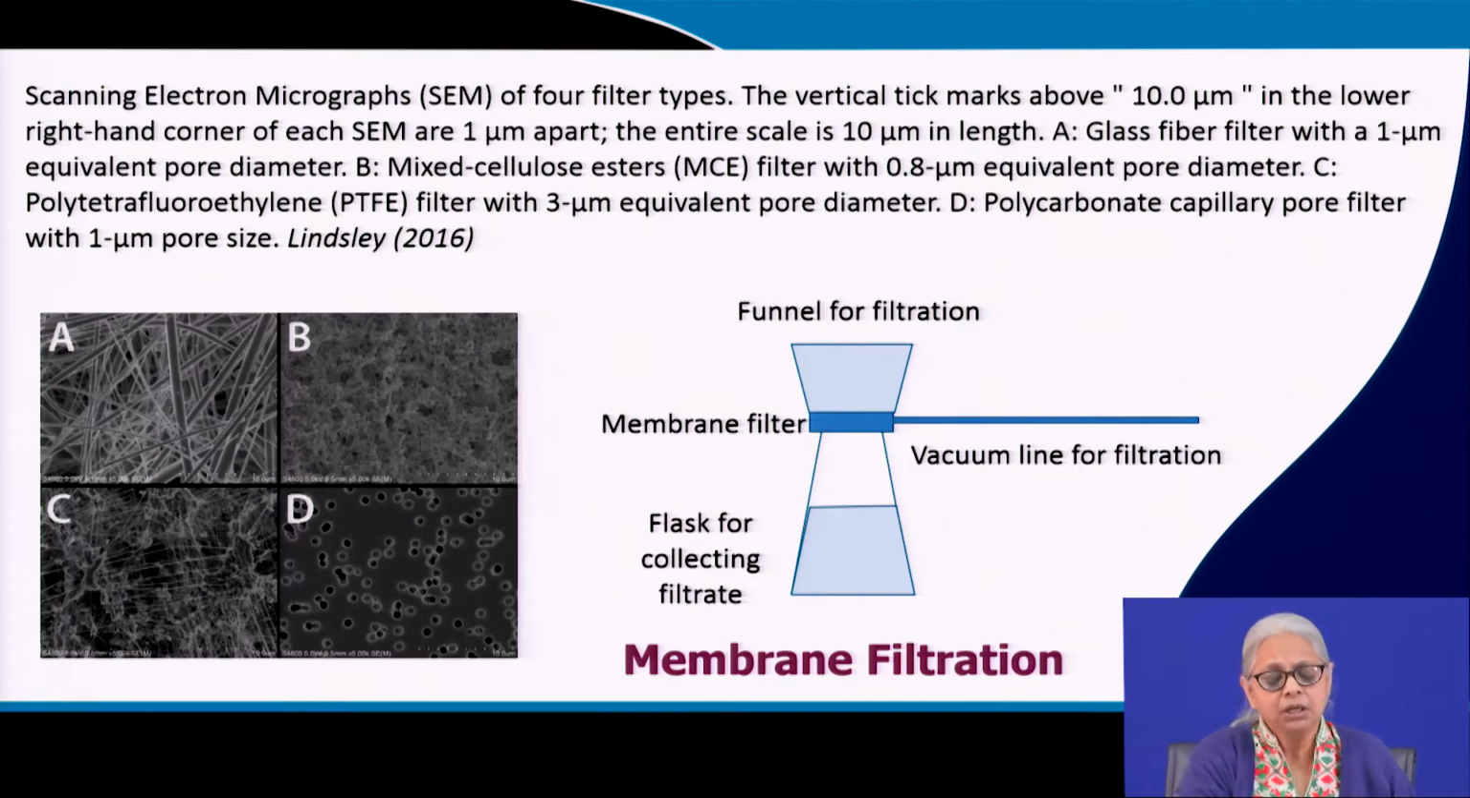Then we come to filter sterilization. Now filter sterilization has become a very important point in water treatment, since that's the area that I work in. So this is something that we do very frequently. So when we take water samples, we want to filter sterilize them for various other applications.